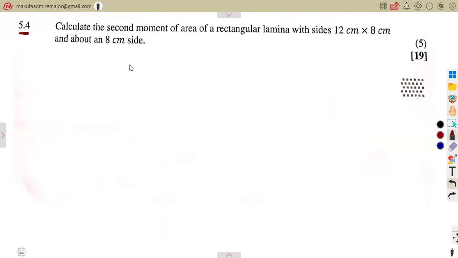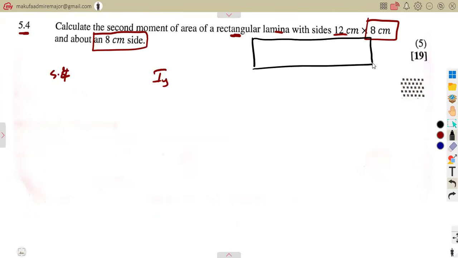We are given to calculate the second moment of area of a rectangular lamina, with size 12 centimeters and 8, about an 8 centimeter side, about this side. So if it is about this side, therefore our moment of inertia is going to be the longer side for x, the shorter side is for the y. So this is the length, like the one that you're given, a rectangle like this, 12, meaning say from 0 to 12, and this is 8 from 0 to 8. So the 8 is for the y.